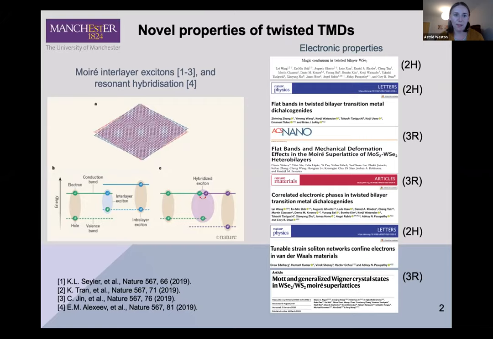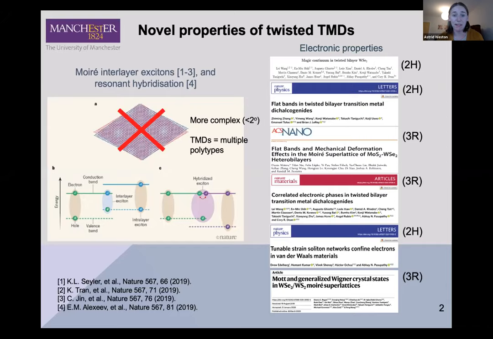I only want to briefly introduce this era, just quickly pointing out some very fantastic research that's already been done. First, there was the optical studies highlighting moiré interlayer excitons, resonant hybridization, but now more recently, we're looking at the electronic properties where we're already seeing flat bands, correlated insulating states, and electron confinement. What we've already seen in graphene is that this regime of atomic reconstruction below a critical angle already dramatically affects the electronic properties of that system.